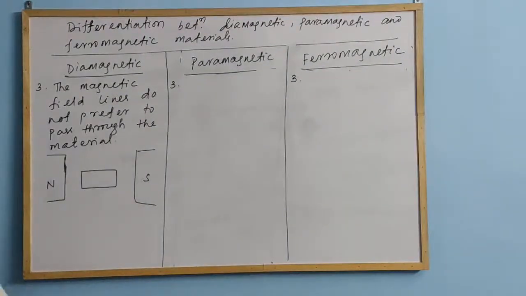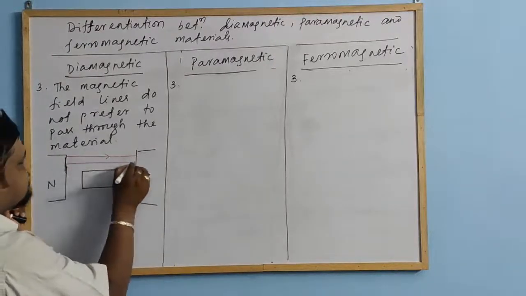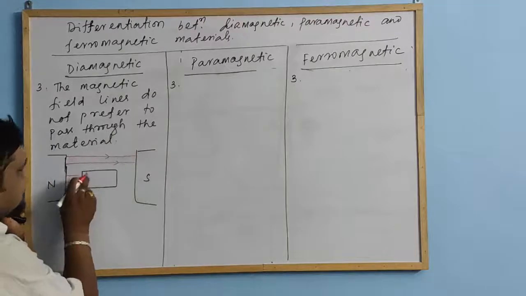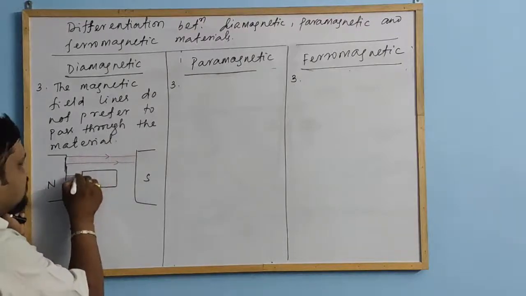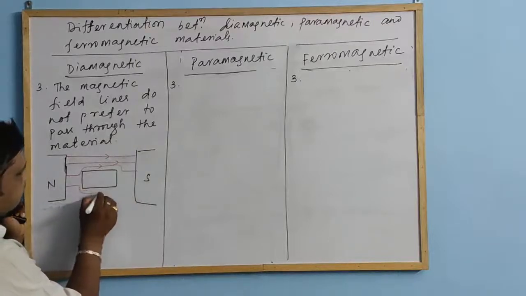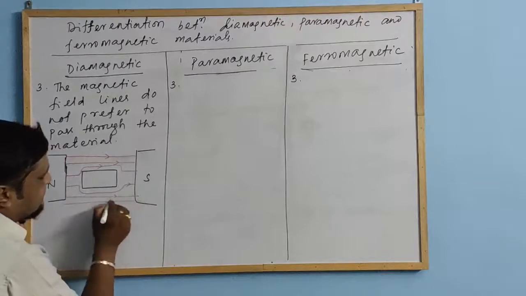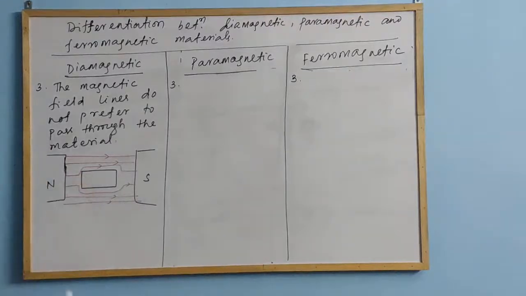Means what? The field lines are like this, and this field line will not prefer to pass through this material. Means they will go outside this material like this. They do not prefer to pass through the material like this. No magnetic lines of force pass through the diamagnetic material. In other words, we can write, no magnetic lines of force pass through the diamagnetic material.